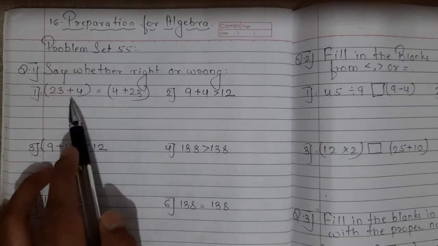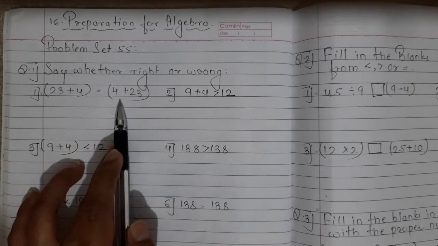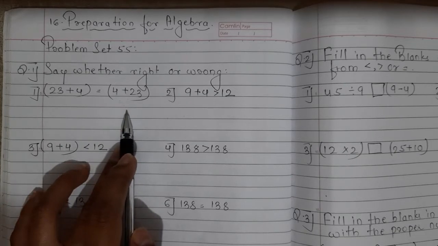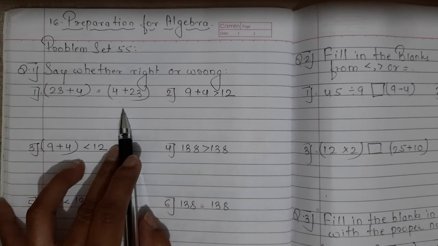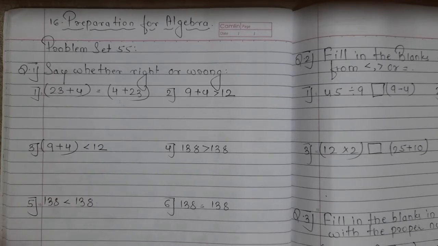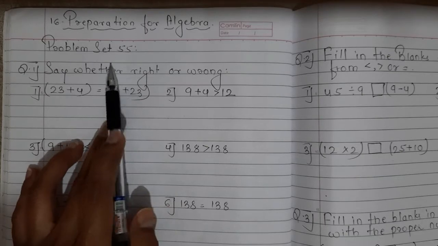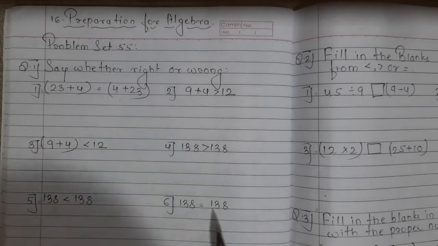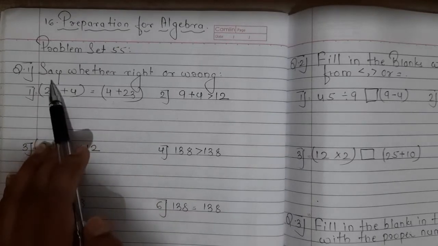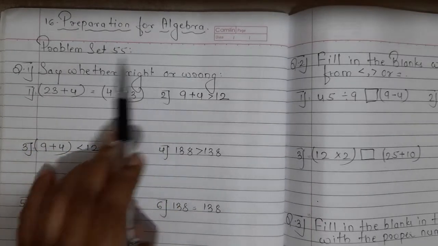And if the expression is not giving you the same value on both the sides, then you have to say it is inequality. We also completed our problem set number 54 in the last lecture. Today we are going to solve problem set 55, which is based on equality and inequality. So let's proceed.